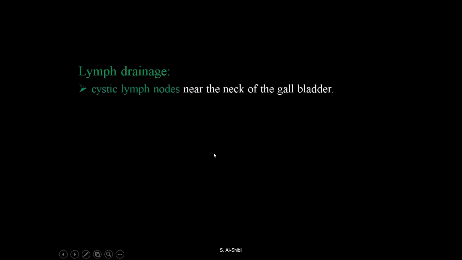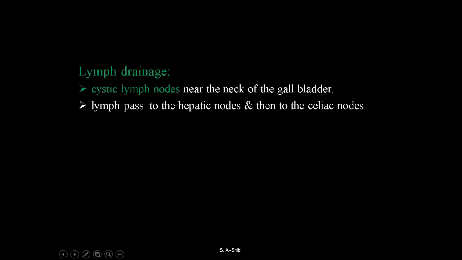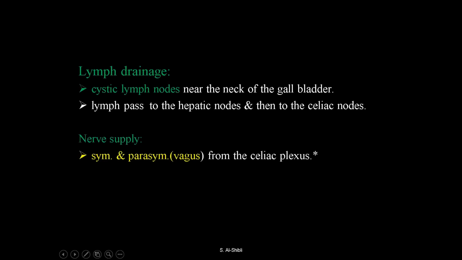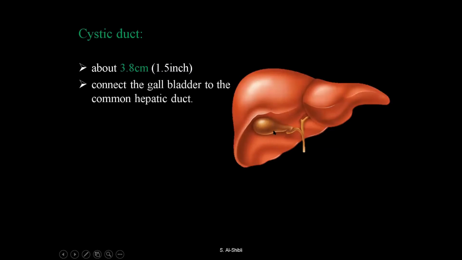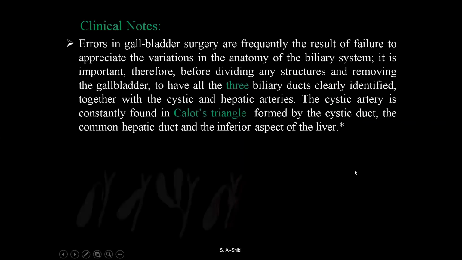In fact, the lymphatics run to the cystic lymph nodes, and finally to the celiac nodes, and of course there is sympathetic and parasympathetic supply. This is the cystic duct, which is about 4 centimeters in length. It connects the gallbladder to the common hepatic duct. This is the common hepatic duct forming the bile duct, and it's somewhat S-shaped.